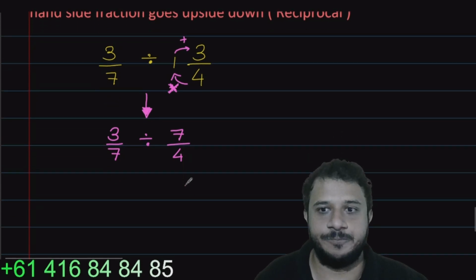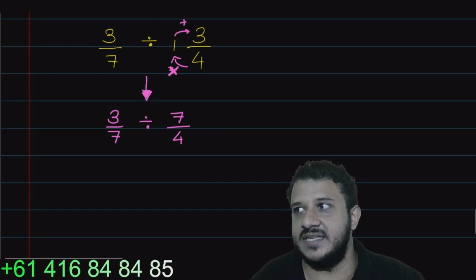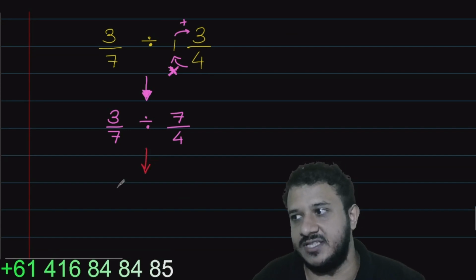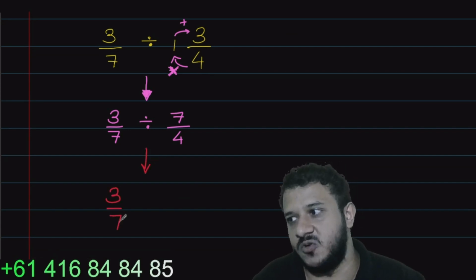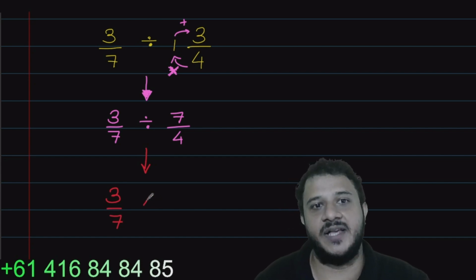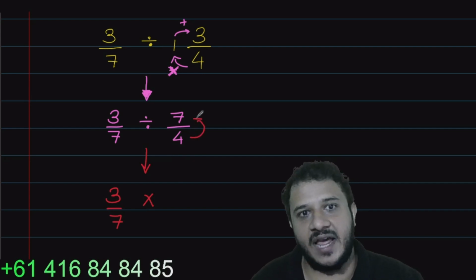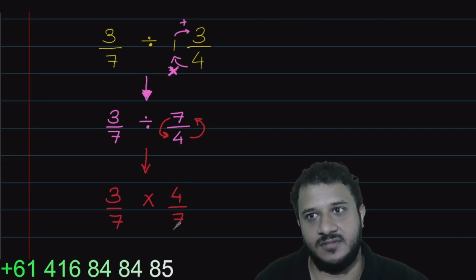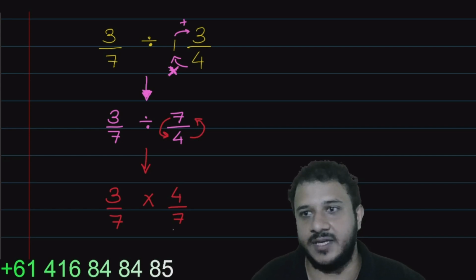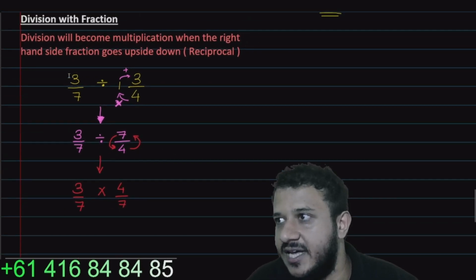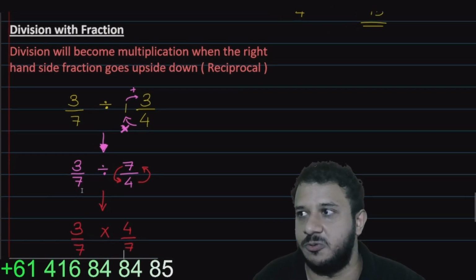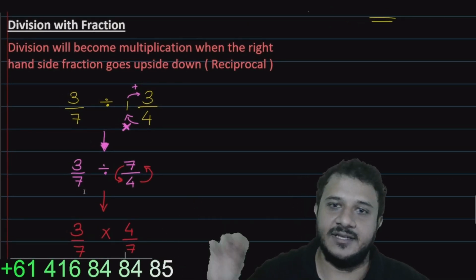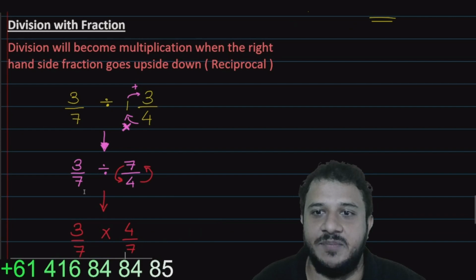All good, everybody? Now, what did I say about division with fractions? Left hand side fraction is no problem, but division will become multiplication when the right hand side fraction goes upside down. That will be a 4 over 7. Got it, everybody? So far so good. Okay, write down until there, everyone, and after that let's finish out the question together.